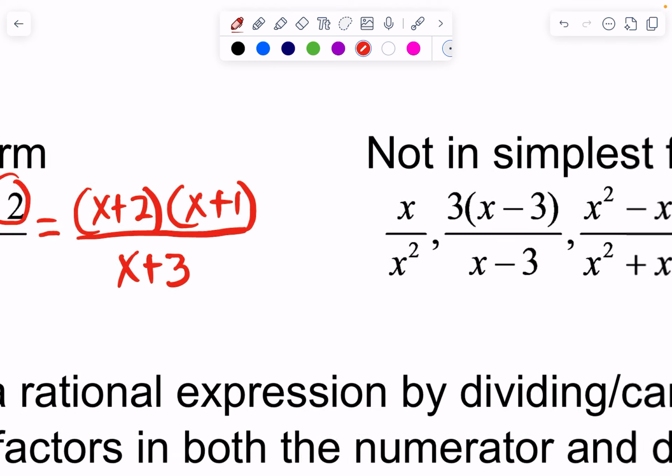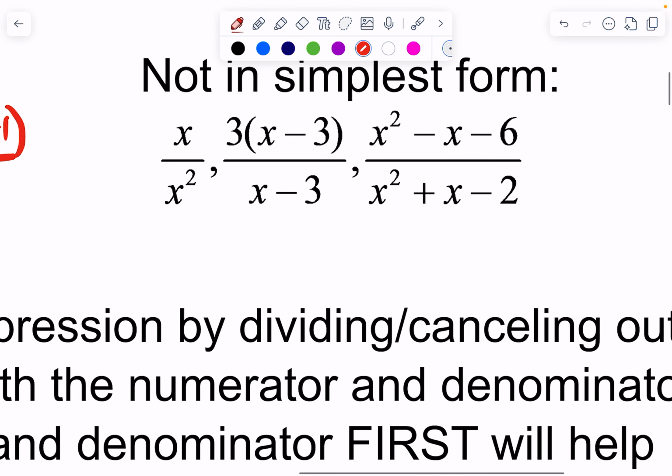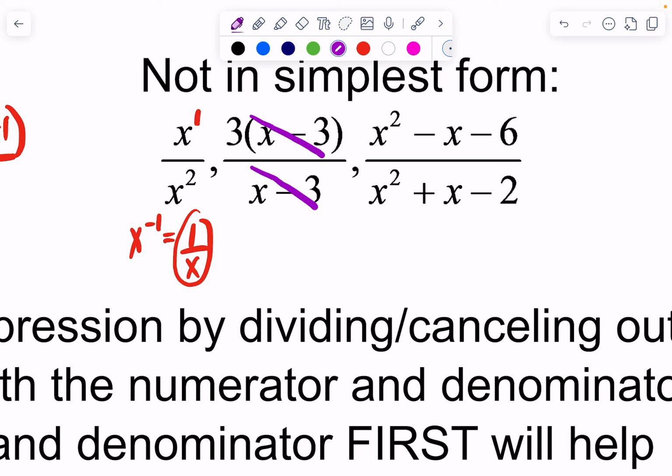Let's look at what not in simplest form looks like. I have the monomial x divided by x squared. Remember that when you divide the same base, you subtract the exponents. So that would equal x to the negative 1, which would equal 1 over x. That's why that is not simplified. The next example, see how I have this complete x minus 3 binomial divided by this x minus 3 binomial? Any polynomial divided by itself will always equal 1.